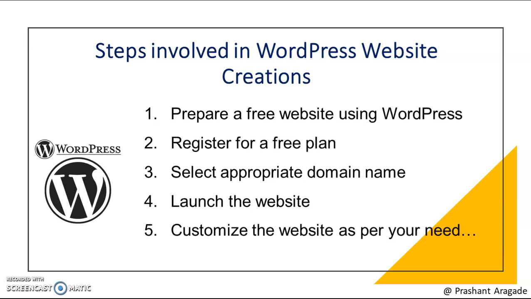There are 5 steps involved in WordPress website creation. First, you have to prepare a free account to create a website using the WordPress platform. Then you have to register for a free plan by choosing the appropriate domain name. Then launch the WordPress website, and the last step is to customize the website as per your need. That is, you can add pages, blocks, files, media, and you can change the appearance of your website.